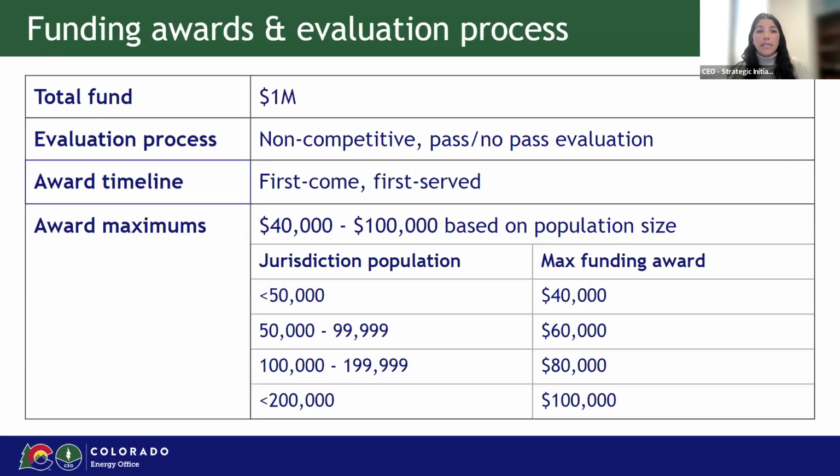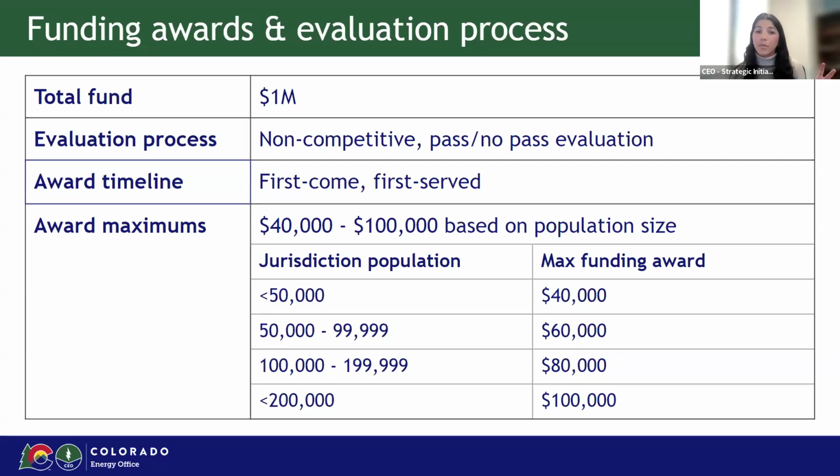Now to go over some details of the grant itself. As I mentioned, there's a total of $1 million available in this fund. And this is a non-competitive grant, which is a little bit unique. This means we're not going to be comparing applications to one another, but instead we'll use a pass, no pass evaluation process, and we'll grant awards based on the fulfillment of evaluation criteria.